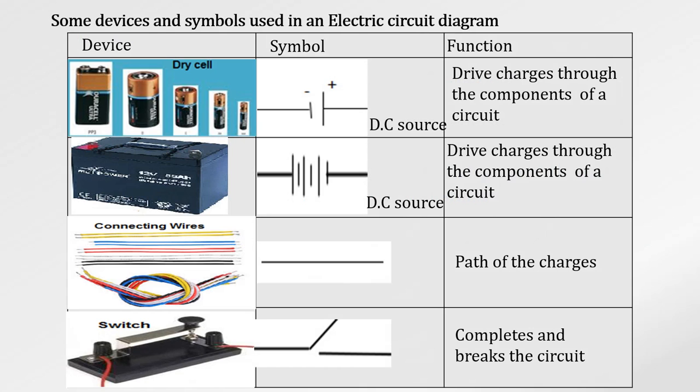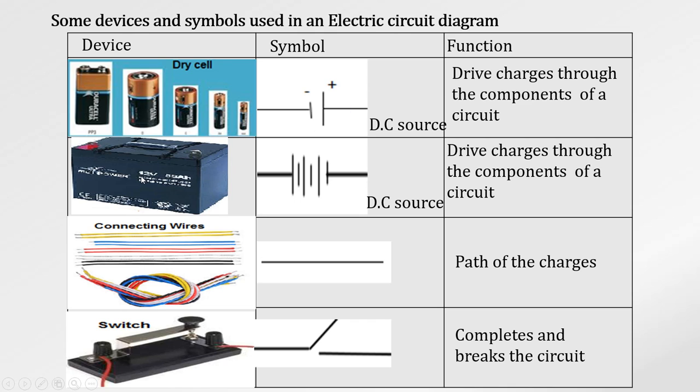Now, before we go into arranging an electric circuit, let us know the devices which are needed or which are used. Some of them, of course, a dry cell here as a direct current source, DC. The symbol is this one. The longer bar stands for the positive terminal, and the short bar the negative terminal. It drives charges through the component. This one is to push the charge, to do work, to move those charges.